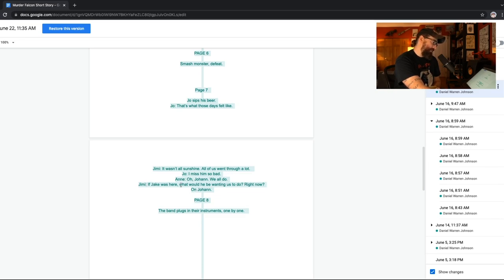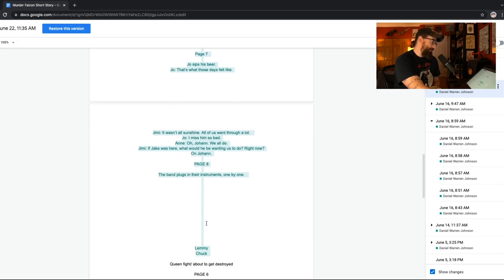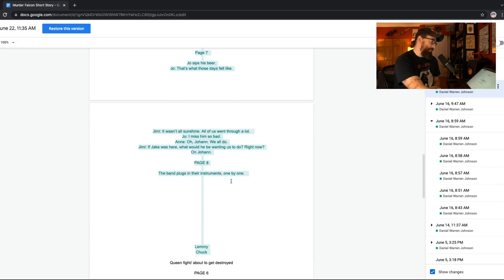If Jake was here, what were you wanting us to do? So I've decided to put all the remaining band members in Johan's basement, and they're all kind of hanging out, eating pizza and feeling kind of down. And Jimmy, their drummer, says, if Jake was here, what would you want us to do right now, Johan? Page 8. Band plugs in their instruments one by one.